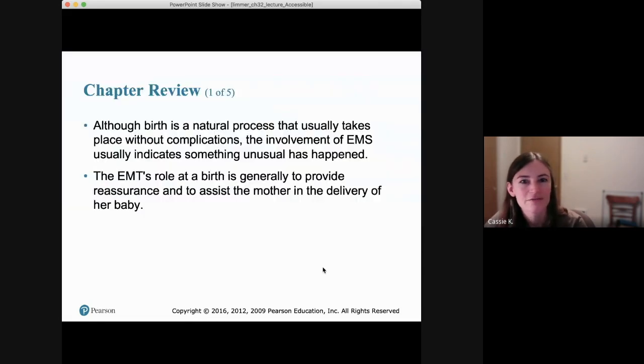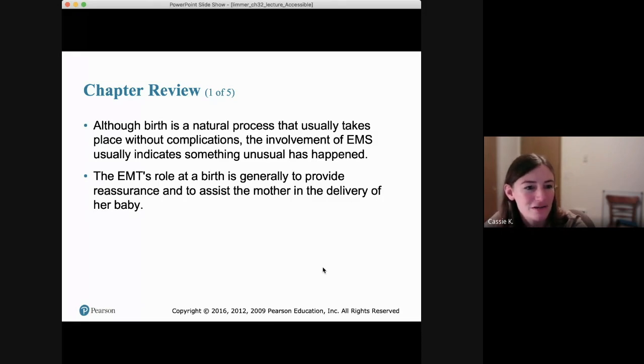All right, so in review, birth is a natural process that generally takes place without complications. Generally our role, if it's happening, is it might be someone who's had multiple children already, and so their deliveries, instead of being hours of labor, are pretty fast, and we're there because they just didn't have time to make it to the hospital, and we just sort of assist and everything goes fine. But there are times that things can go wrong, and that's where we get more involved.